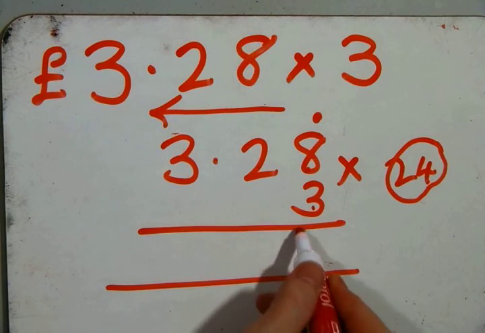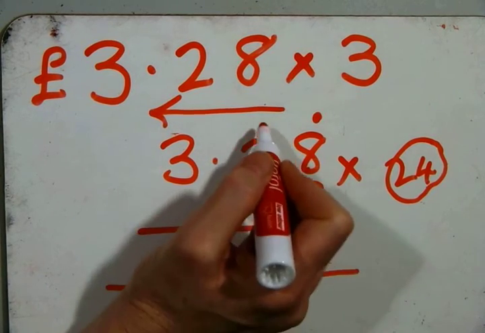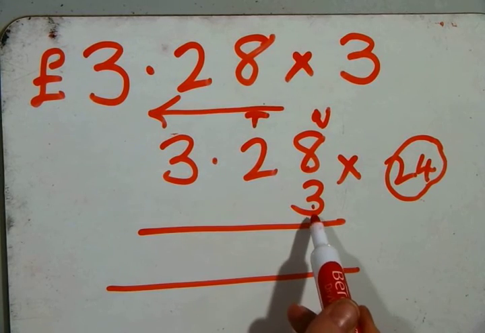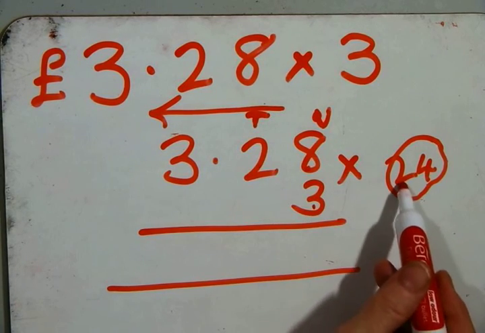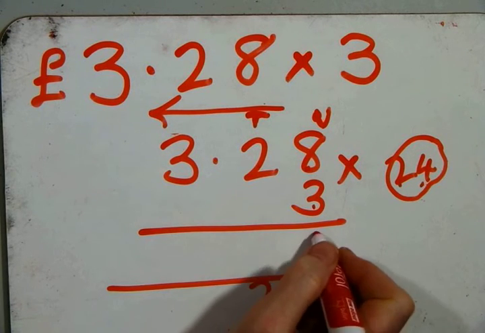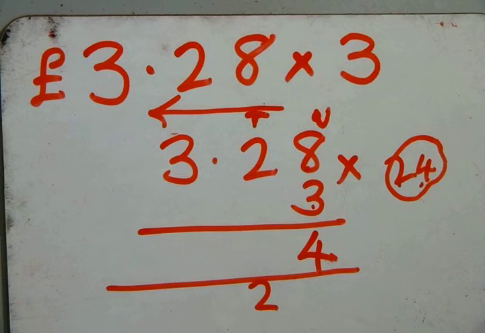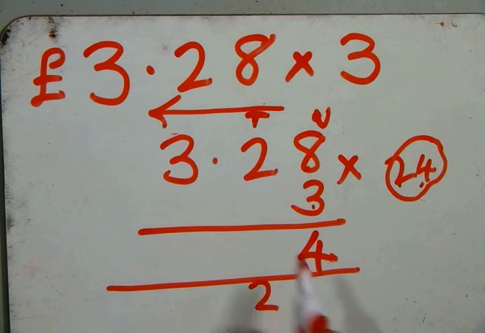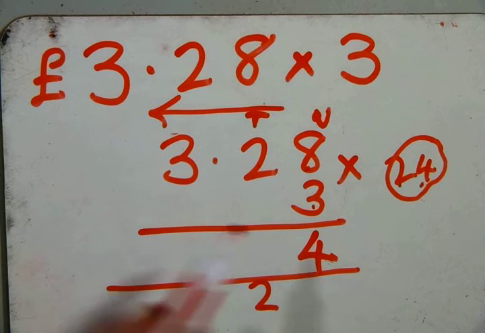But I can't write 24 in here. I need to put the tens under the tens column and the units under the units column. 24. So I have 2 tens and 4 units. And just to check, 2, 4, 2, 4. It still says 24. And then I move on to the next one.